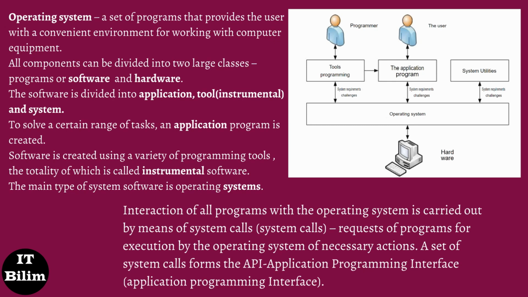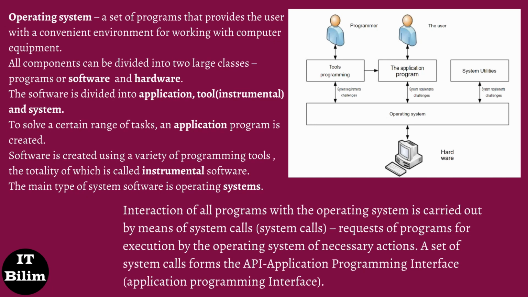All components can be divided into two large classes: programs or software, and hardware. The software is divided into application, tool, and system. Let's briefly consider each type of software. The purpose of creating a computer system is to solve user problems. To solve a certain range of tasks, an application program is created.